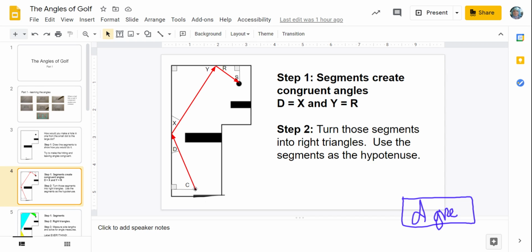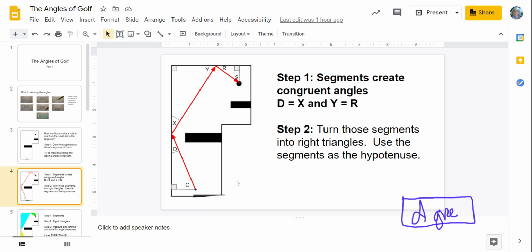So I've drawn some arrows. I'm going to estimate that that's where I want to go, and then it's going to leave. D and X should be the same size. And then it's going to bounce off this top wall and into the hole, and Y and R should be the same size. So that's my goal. I'm just estimating with my line segments to make D and X congruent and Y and R congruent.